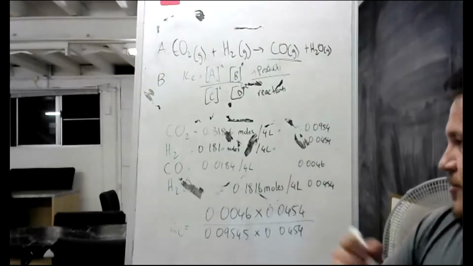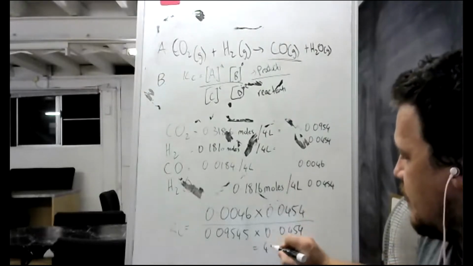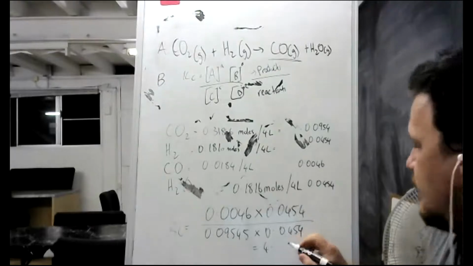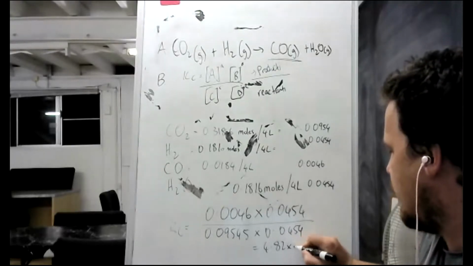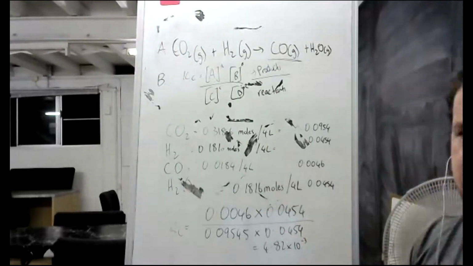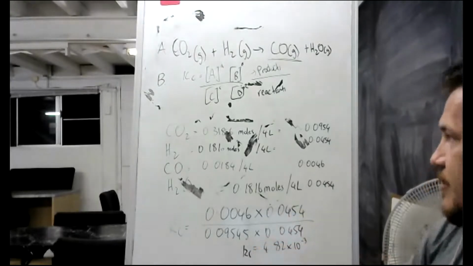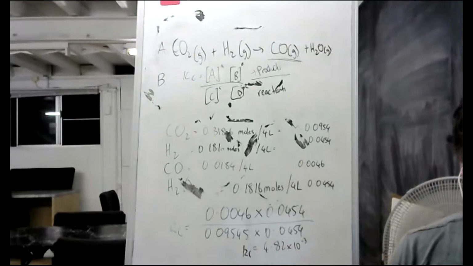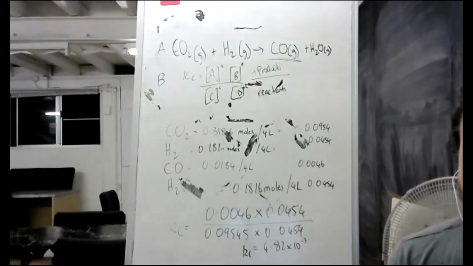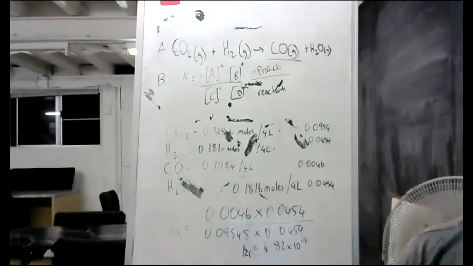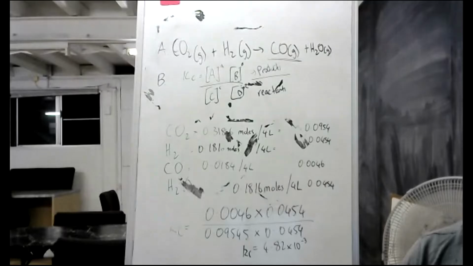So that will give us a Kc value of 4.10 to the minus 3. So that's how you calculate the equilibrium constant. It's product 1 times product 2 in moles per liter, divided by reactant 1 times reactant 2, again in moles per liter.